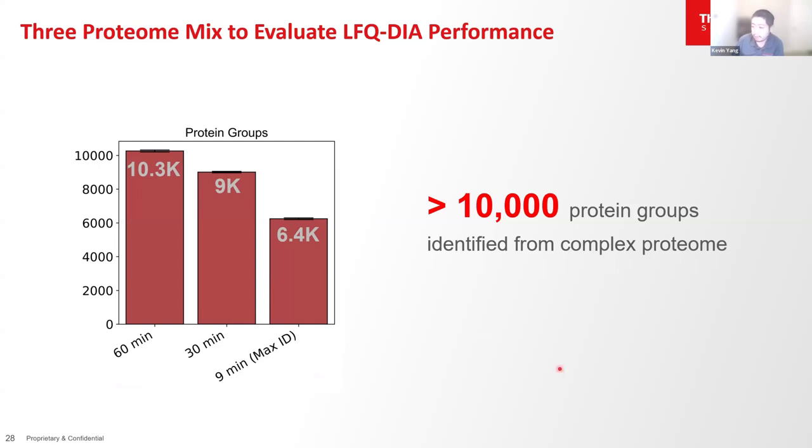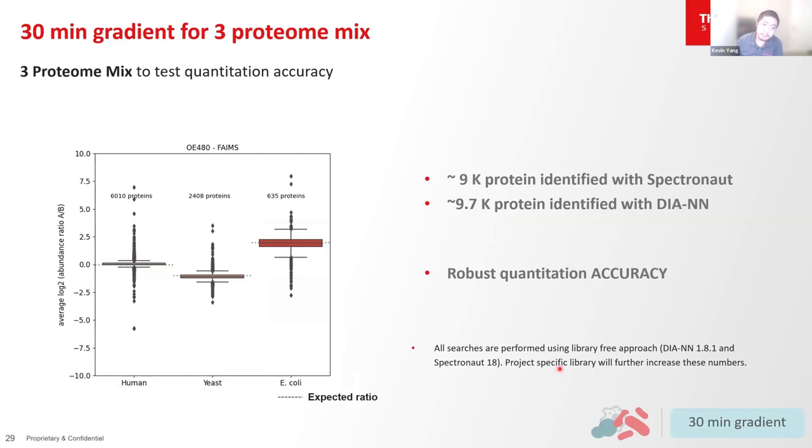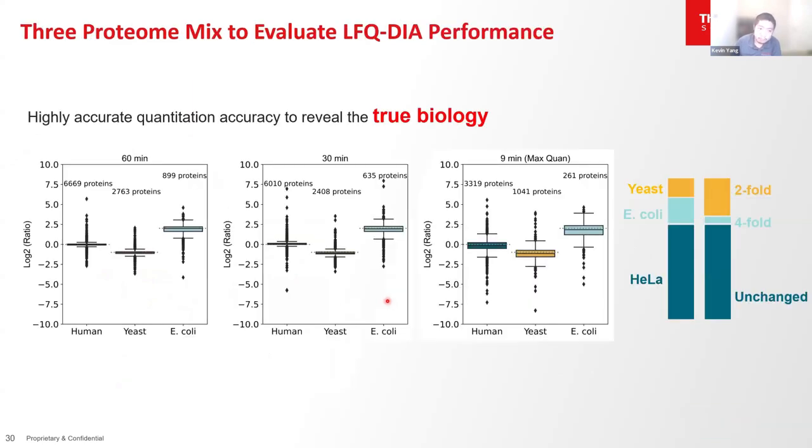But identification is not all. More importantly, is the quantitation. Can we accurately quantify those proteins? So here's a box plot from the 30-minute gradient as an example. You can see that the observed ratio pretty much sits on the expected ratio, right? And the box is so narrow. So this reflects that we were able to quantify accurately the majority of the proteins in all three species. This is true for a longer gradient, 60 minutes, or a shorter gradient, 9 minutes.